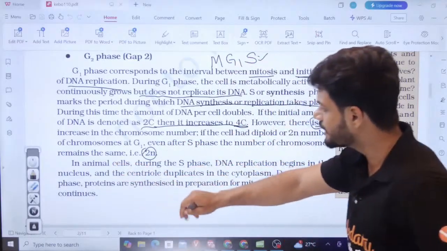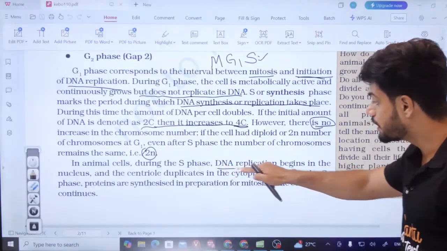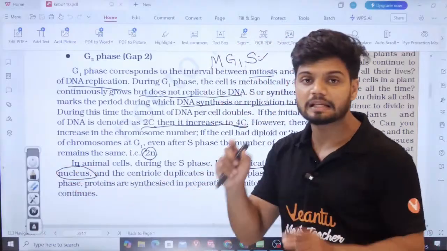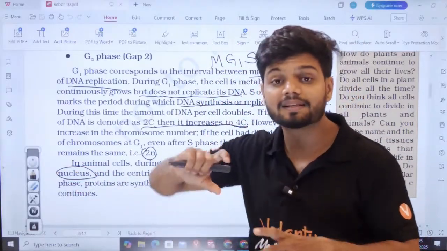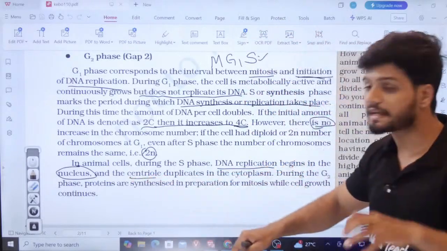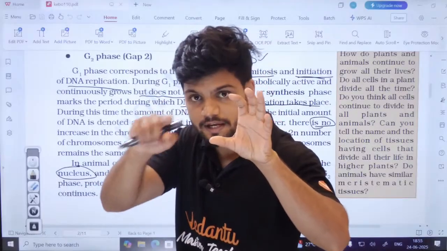Now in animal cell, during the S phase, the DNA replicates. I told you, DNA replication begins in the nucleus. So the entire DNA replication is happening in the nucleus, and the centrioles are replicating in the cytoplasm. Centrioles or centrosome: all of you should know, one centrosome has two centrioles.